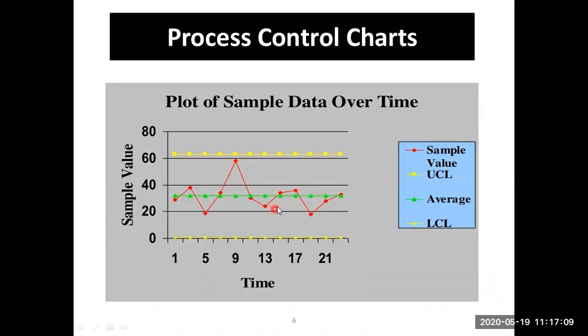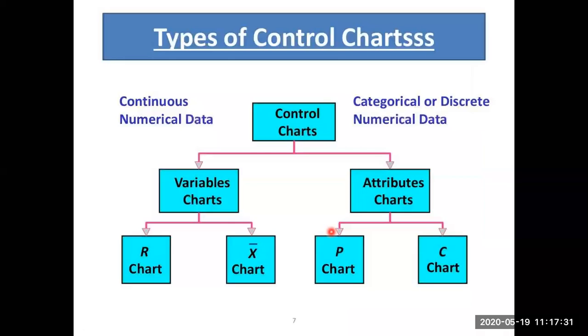Next. Here, this blue line is the lower control line and this one is the upper control line. All the values are within the upper control line and the lower control line. So the conclusion we have to say is that the process is under control. The process is under control.